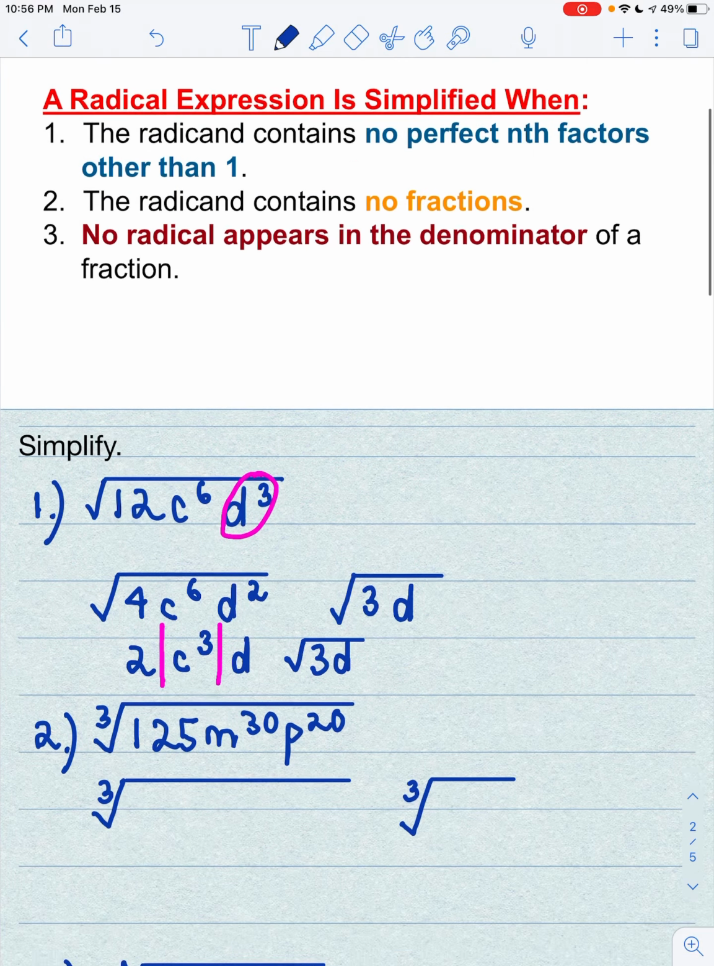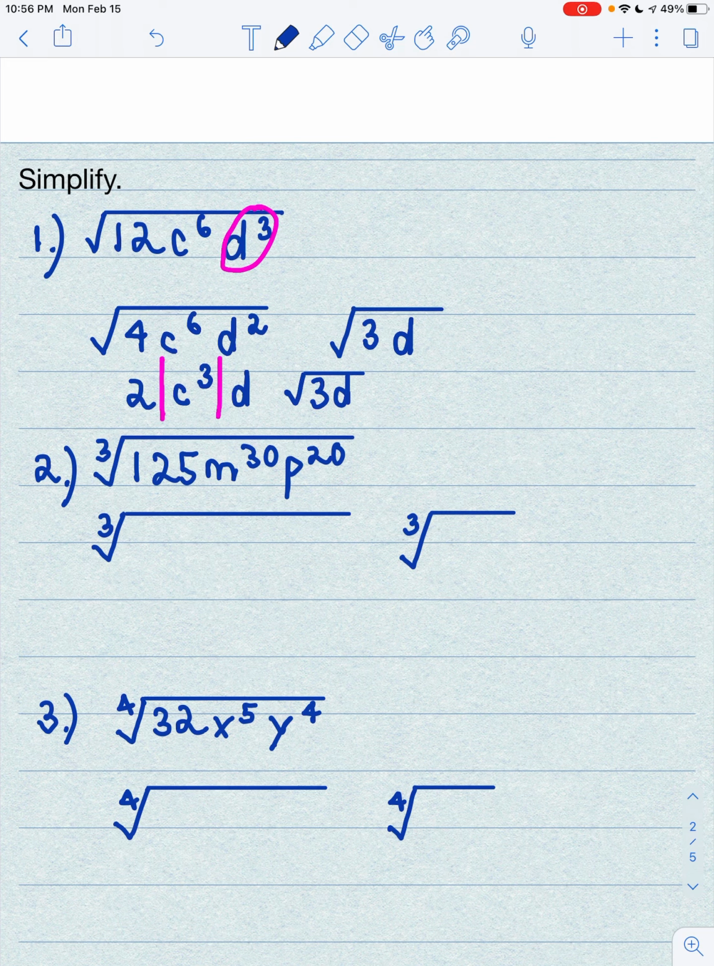All right, let's move down to our next problem. This time we're going to deal with cube roots. So we have the cube root of 125 m to the 30th, p to the 20th. Now, 125, if you look at your perfect cubes, happens to be a perfect cube. So I'm going to leave that entire quantity under the first radical. It's actually 5 cubed. M to the 30th is actually a perfect cube because the power of 30 is evenly divisible by 3, but p to the 20th is not.